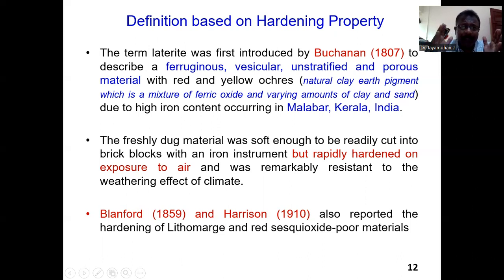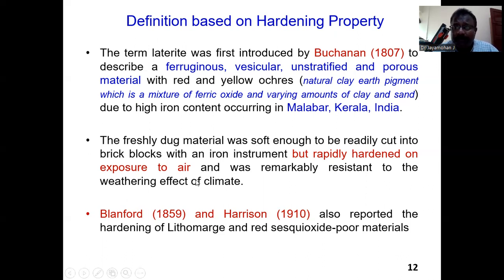The freshly dug laterite is quite soft. You can cut it using a simple steel instrument. But once you keep it exposed to weather, with time, it hardens, and it is highly resistant to the weathering effect of climate. So this is something reported in the earliest part of the 19th century.